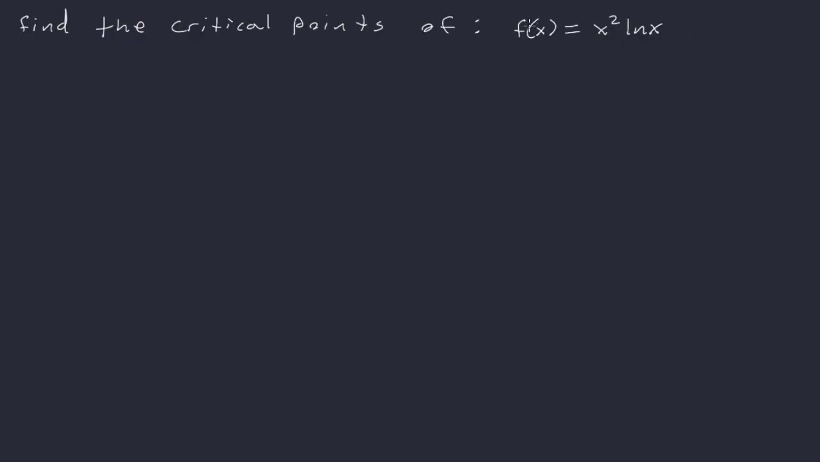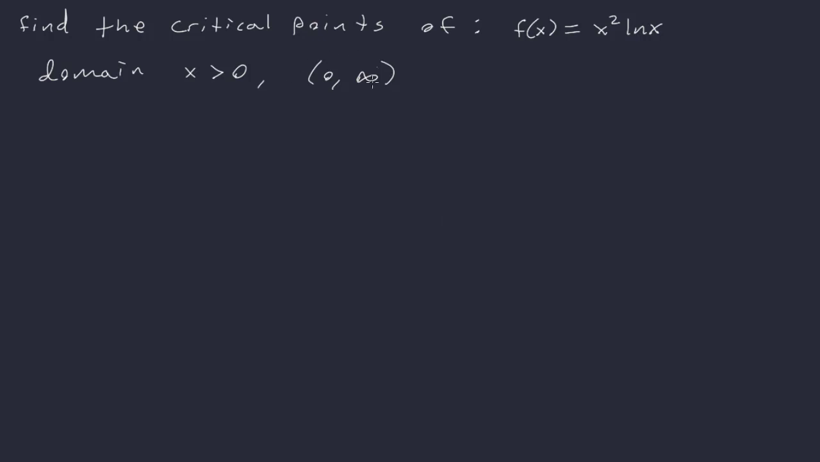All right, so let's find the critical points of f(x) = x² ln x. Well, right off the bat, the domain of this function is basically x > 0, right? We can't put negative values into natural log. We can't put 0 into natural log. So we're basically only looking at values from 0 to infinity as our domain.